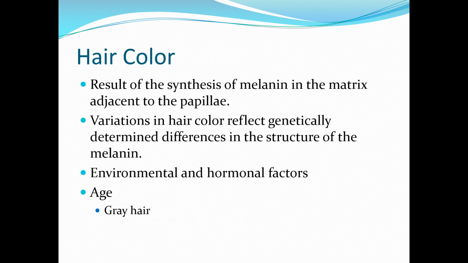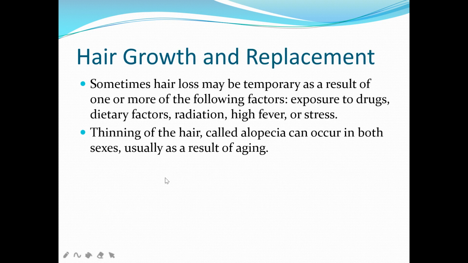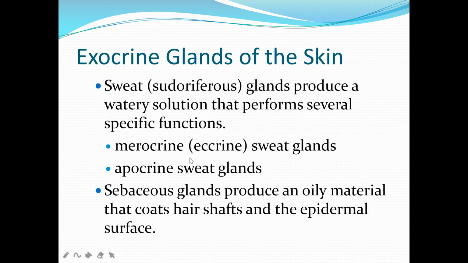Hair color is the result of the synthesis of melanin in the matrix adjacent to the papilla, and aging also. Aging, environmental and hormonal factors are responsible for the variation of the hair color. Thinning of the hair is present in alopecia. It is present in both sexes.